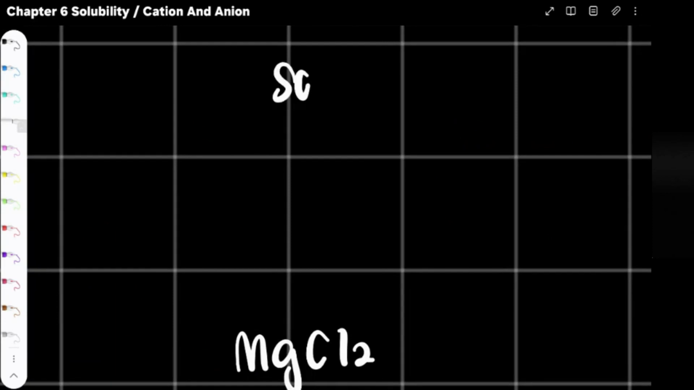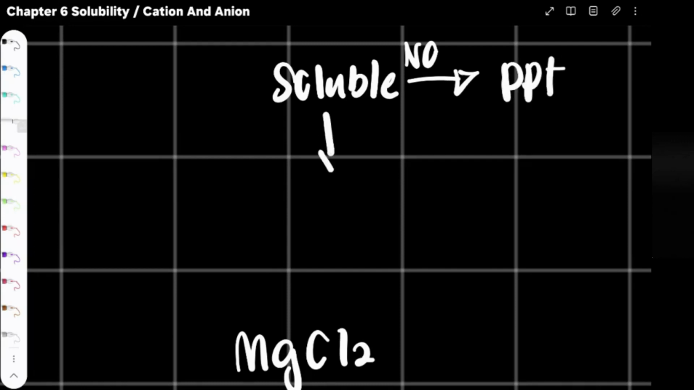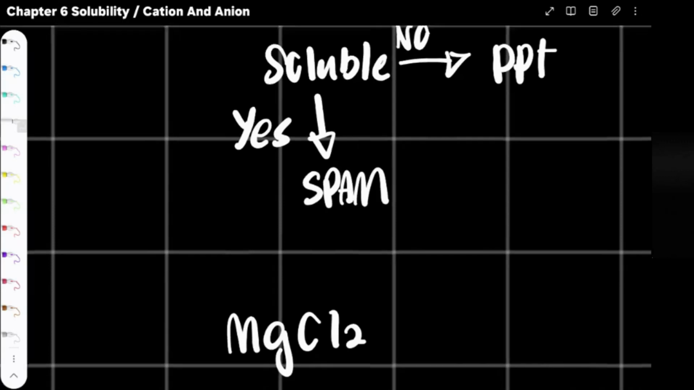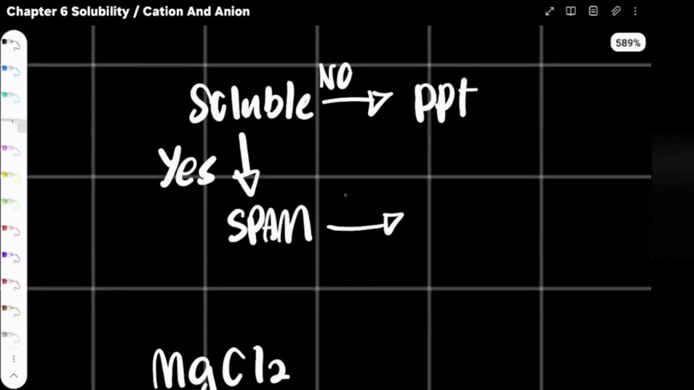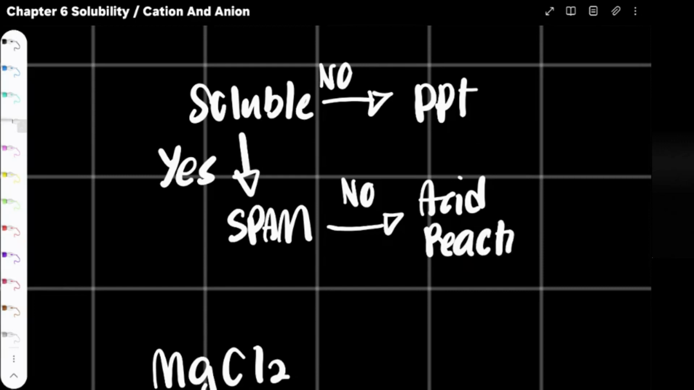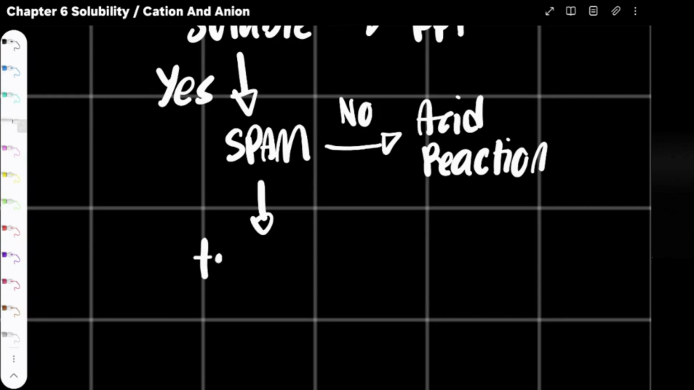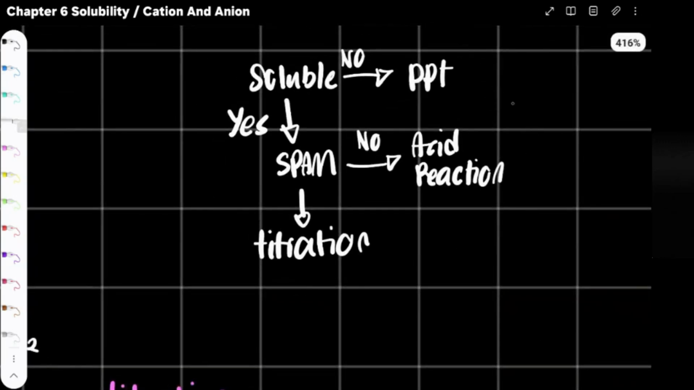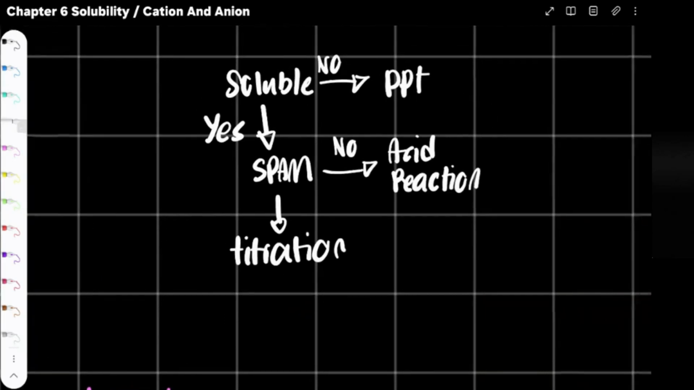So is it soluble? If the answer is no, then you use the precipitation method. If it's yes, then we have to ask, does it contain spam? No spam. So if it's no, we have to use acid reaction. So where are we now? We are in acid reaction. Okay, but of course I'm just going to write titration just in case you guys forgot. Always remember this flow chart here. This flow chart is very important, so that you can get full marks.